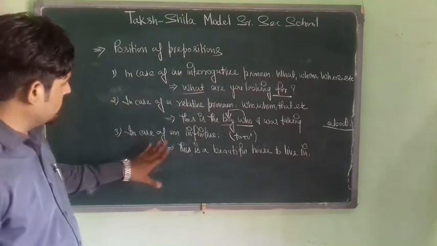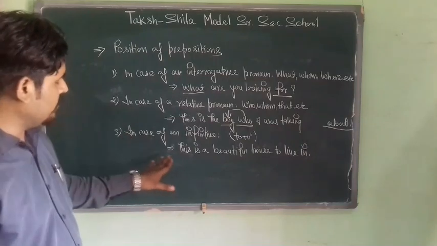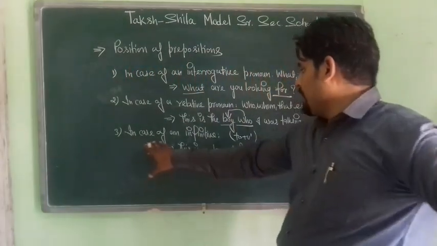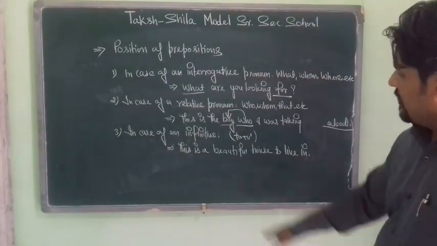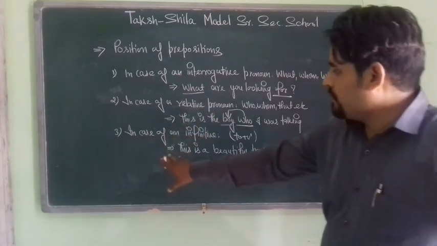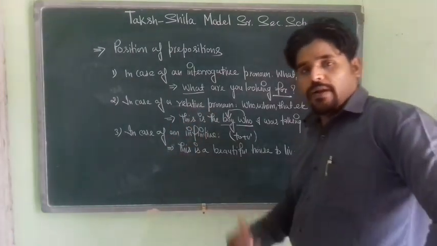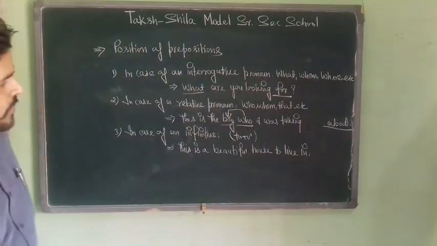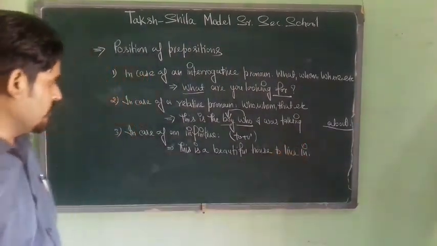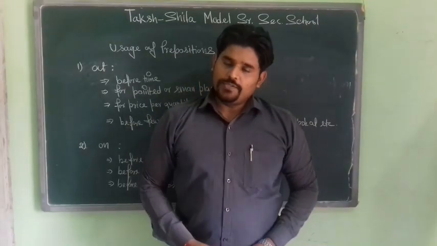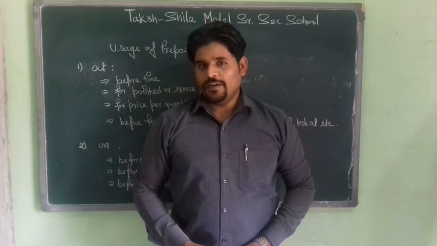Now let us move on to case number 3, condition number 3. In case of an infinitive, what is an infinitive? An infinitive is to plus the first form of the verb. So whenever there is an infinitive and a preposition is to be used after the infinitive, this preposition is actually used at the end of the sentence. For example, this is a beautiful house to live in. So students, it is now time to move on to the uses of prepositions.